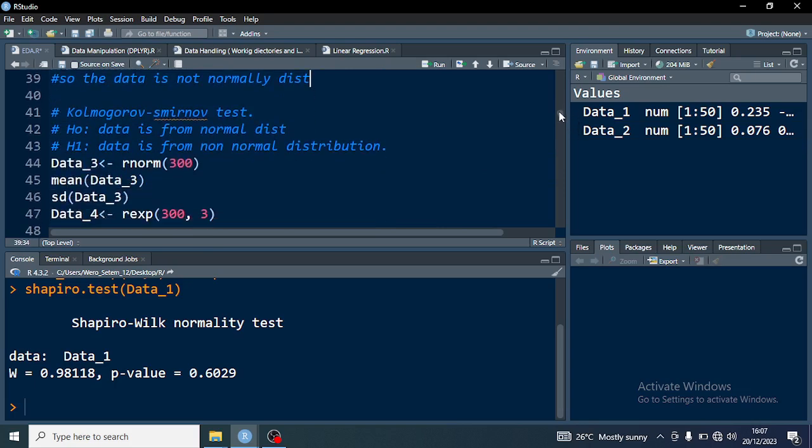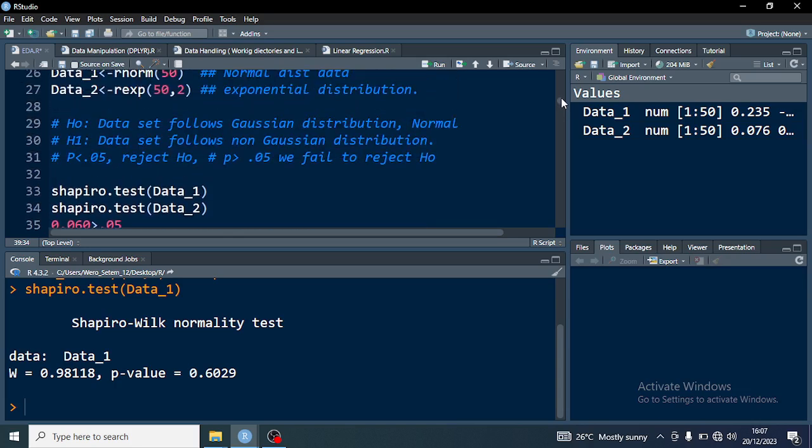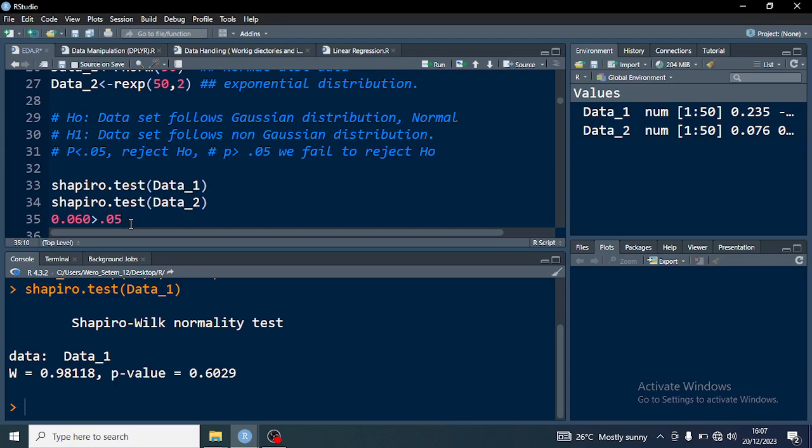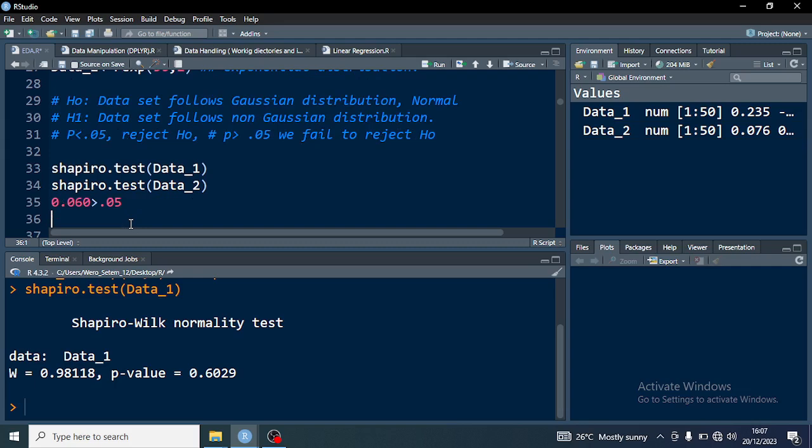We fail to reject H naught. So if we fail to reject it, that means we accept it. So we fail to reject H naught and conclude that the data set follows Gaussian distribution, or the data set is normally distributed.